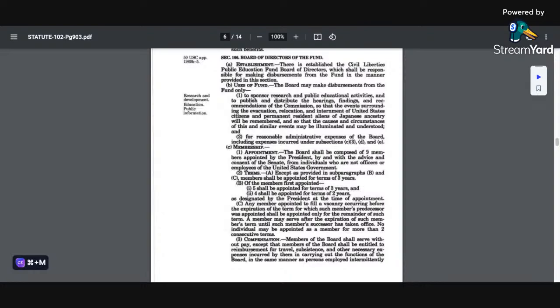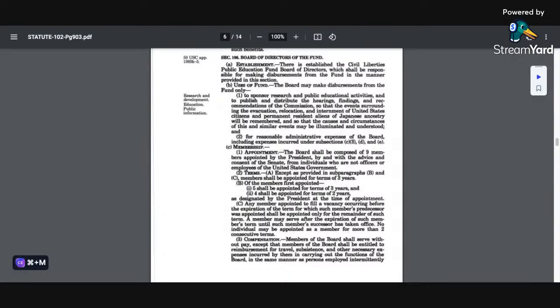All right, so let's read this. Section 106, Board of Directors of the Fund. A. Establishment. There is established the Civil Liberties Public Education Fund Board of Directors, which shall be responsible for making disbursements from the fund in the manner provided in this section. B. Uses of the fund. The board may make disbursements from the fund only 1.